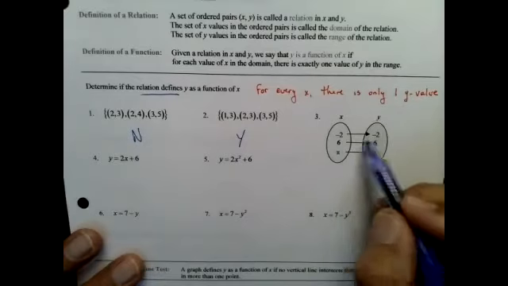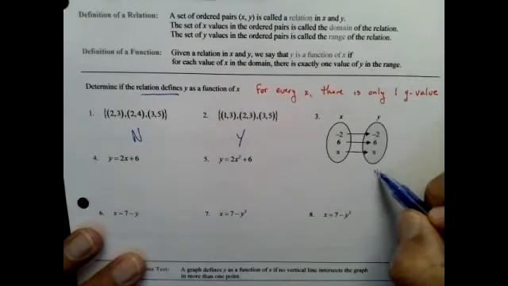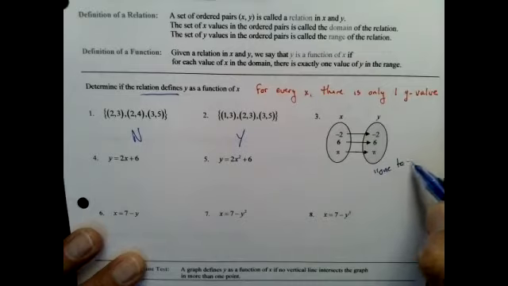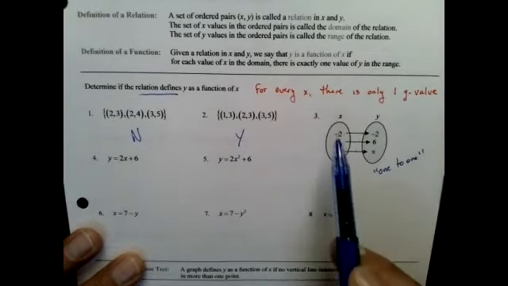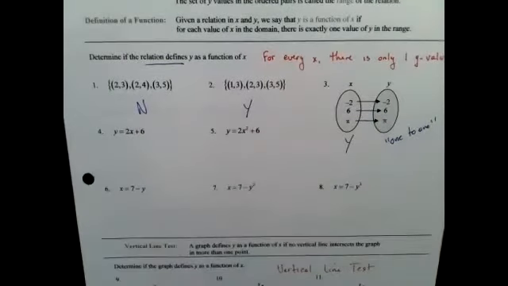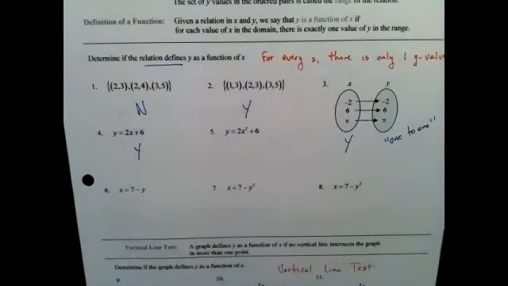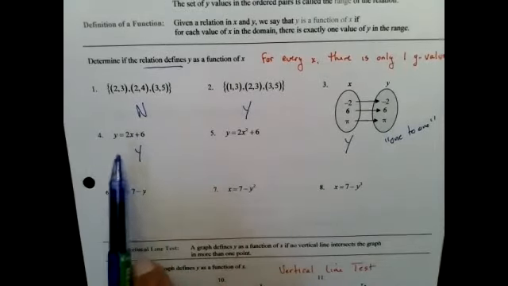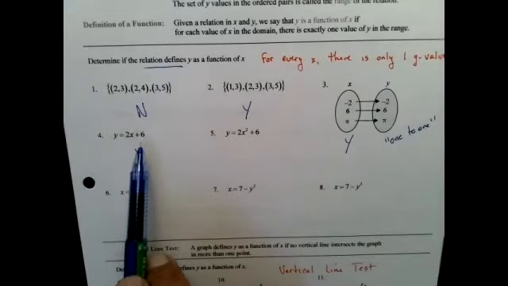Number 3, you see that one-to-oneness. That's a common phrase, one-to-one. Every X has only one Y. So yes, that is a function. Number 4, somebody give me an answer. Is it a function or not? Yes, because if I gave you an X, you're only going to give me one Y value. I say 2, you say 10. I say 5, you say 16. If I say 5 again, you're still saying 16.